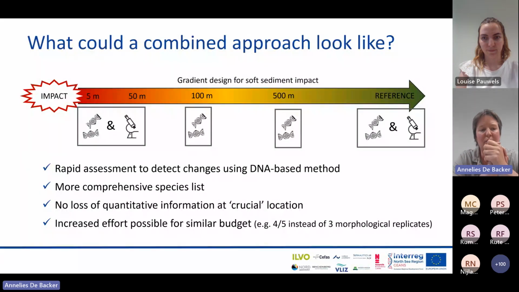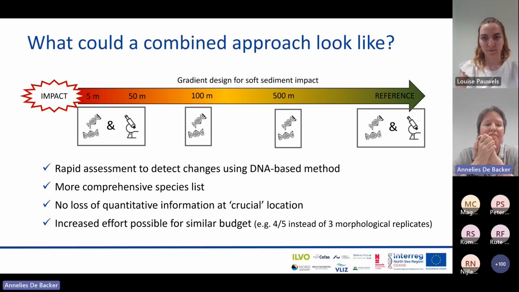Because this combination will lead to a rapid assessment to detect the changes using the DNA-based method. So it will allow you to say, okay, the impact has an effect up to this distance. And by combining both methods, you will also have your most comprehensive species list. And at your crucial locations, you would not lose any quantitative information. So you will have biomass and abundance data supplemented by your DNA-based methods.